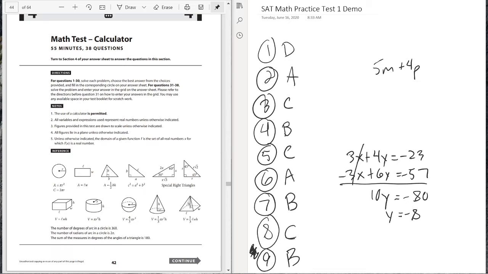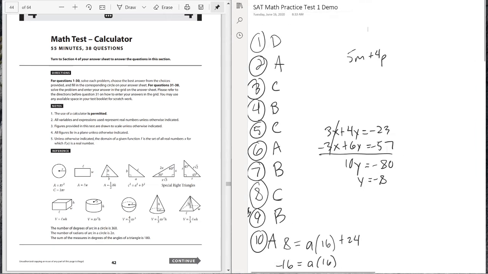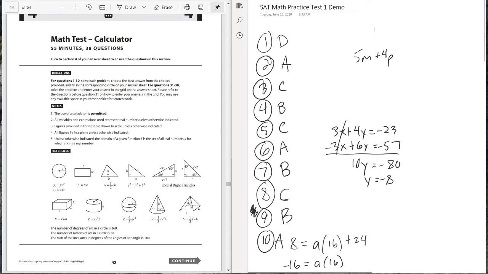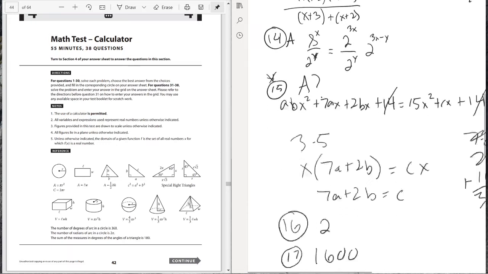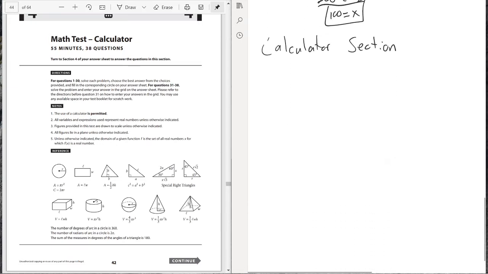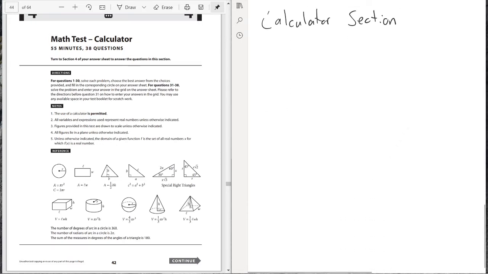Today I want to demo something again. Last week I did the SAT math practice test one demo, non-calculator section, which you can see over here, and got all the questions right. Awesome. Today I'm going to do the calculator section. I'm going to scroll down here. I just wanted you to see what I did from last week. I'll put a link to the video in the description below.